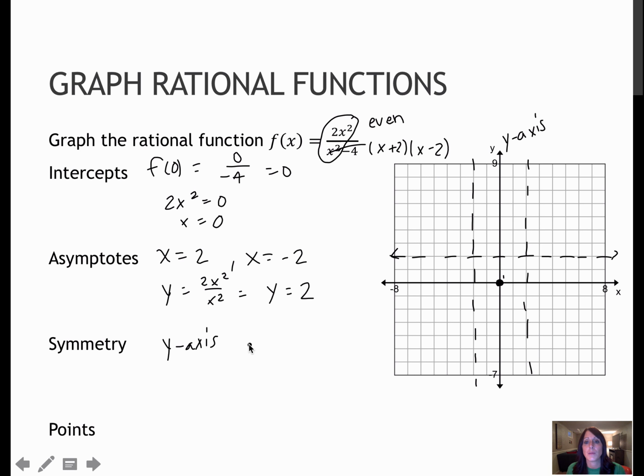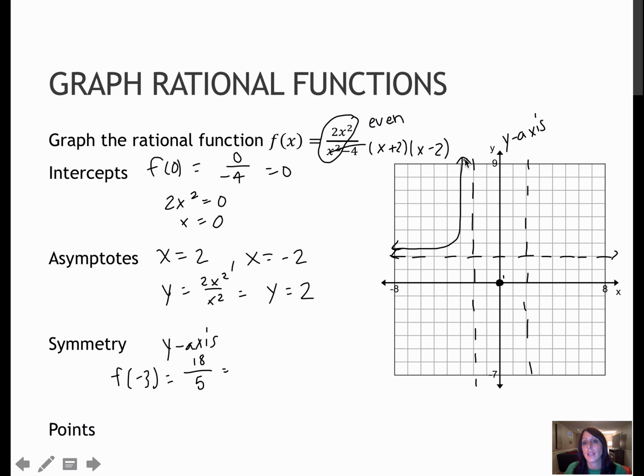And now I just need to find some points. So choose a value, plug it in, and see what happens. I need to find something that's happening over here, let's say negative 3. If I plug in negative 3, that gives me 2 times 9 on the top, and then 9 minus 4 on the bottom. So at negative 3, which is right here, I'm at 18/5, which is 3 point something. So that tells me pretty definitively that this is what that graph is going to look like, somewhere in there. This is not exact, and it doesn't have to be.